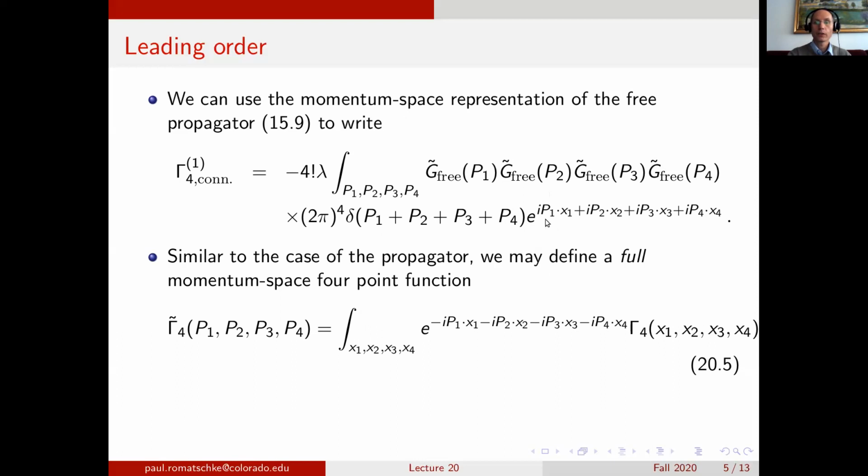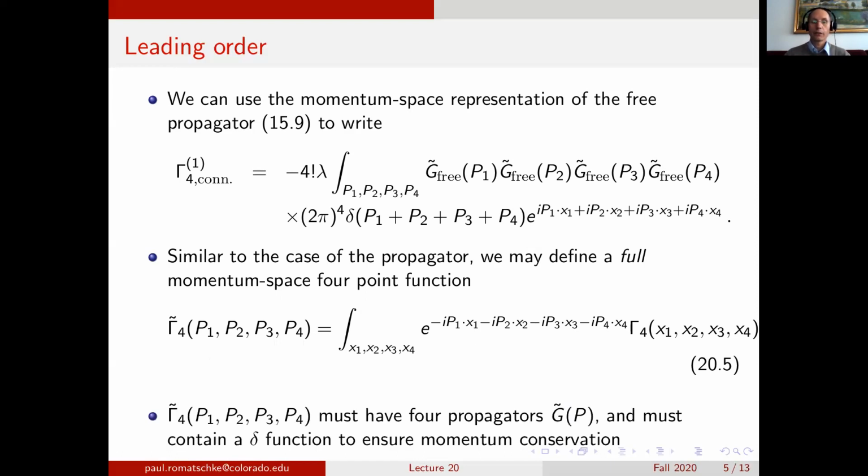And we can not only do this for the first order perturbative result, we can do this for the full 4-point function, gamma 4. So in momentum space, we can always express the 4-point function as functions of the momenta, p1, p2, p3, p4, of the individual 4 legs that come in. And this is just the Fourier transformation of the full 4-point function that we started out with.